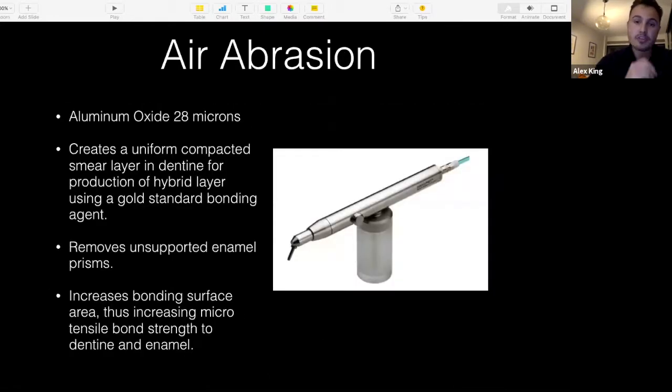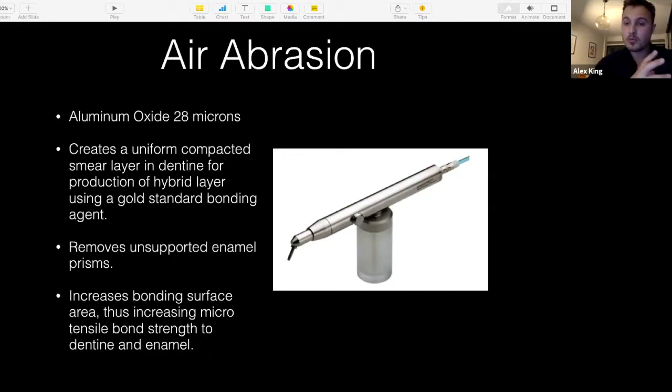So we're going to air abrasion. Air abrasion using aluminum oxide, 28 microns. You might see this, especially in restorations where they end up with quite a speckled layer on the bottom of the tooth on Instagram, or when they've done an onlay that might microabrade the prep and then cement it to the tooth. What air abrasion does, especially in a direct restoration where you're trying to bond to dentine, is create a uniform smear layer. So it compacts a smear layer.